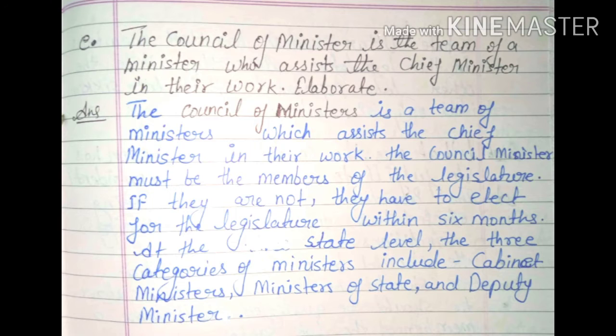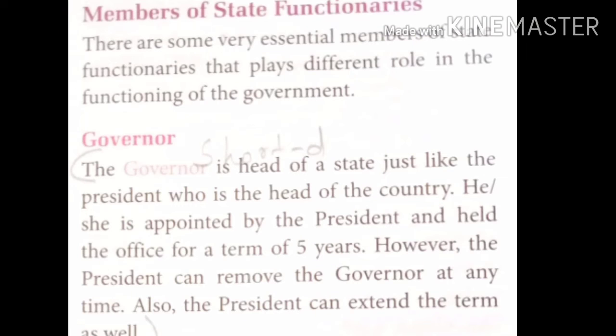Now let's continue with our topic, that is members of state functionaries. There are some very essential members of state functionaries that play different roles in the functioning of the government. So some very essential members, meaning important members of the state functionaries, who play different roles in the functioning of the government. So the first one is governor.